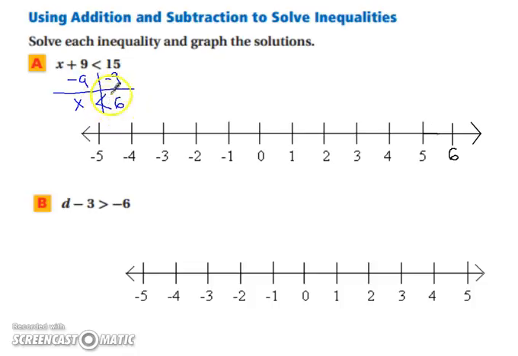It's a less than symbol, so it's going to be an open circle. And all of your x values are smaller than 6, so you're going to go to the left. Try the next one on your own, and then check your answer.